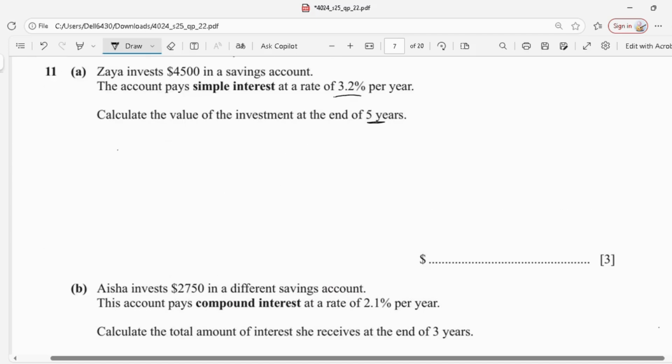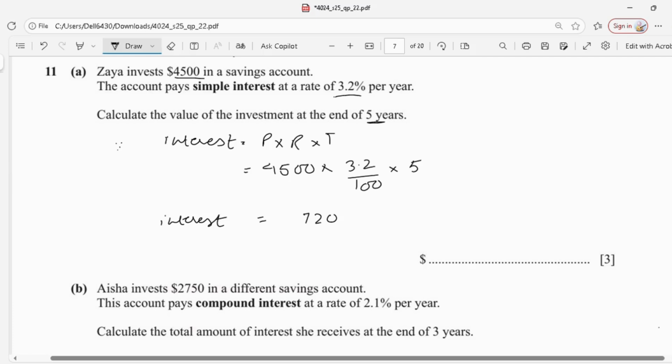Question number 11. Zaya invests 4,500 in a savings account. The account pays simple interest at the rate of 3.2% per year. Calculate the investment at the end of 5 years. The formula for calculating simple interest is P into R into T. Since P is 4,500, the interest rate is 3.2% and time is 5 years, the interest will be 720.